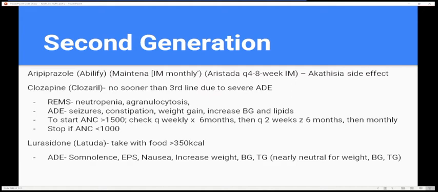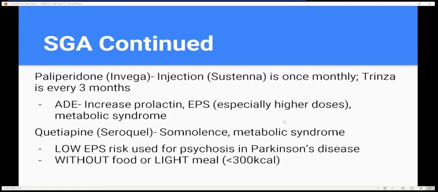Also, know which drugs are injections and which ones aren't. So, Abilify: make sure you know the injection names and how often they're dosed. Lurasidone is Latuda. You want to take it with food, know that. That's why it's included in the slide. Greater than 350 calories. EPS, nausea, and possibly weight gain. Some other second generations as well. Paliperidone also has an injection. Sustenna is once monthly, while Trinza is every 3 months. Increased prolactin is the main thing to know there, and EPS.